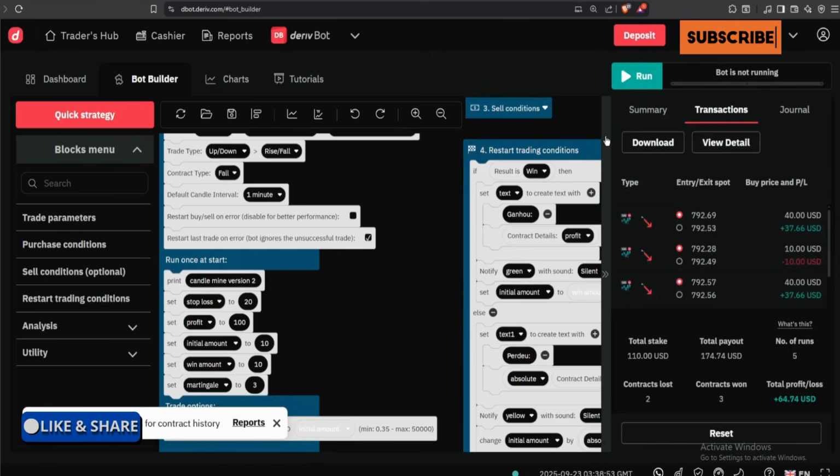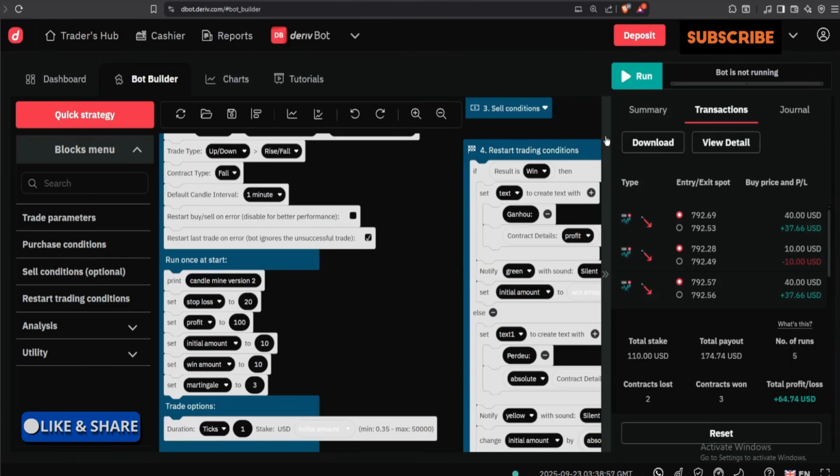That is the power of having a big account. As you can see, in this account I had about 200 USD, and I've made 64 USD very easily and very quickly. So guys, that is the power of a big account. Always aim for having a big account. Save up. Believe me, it will be easy.